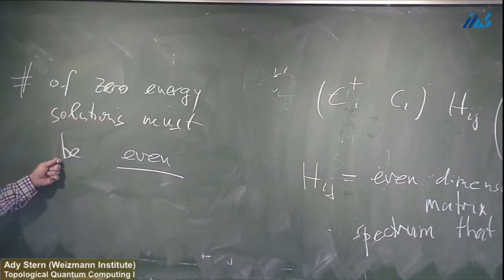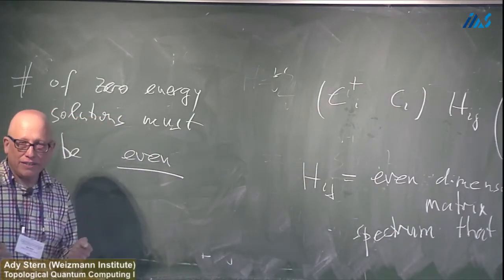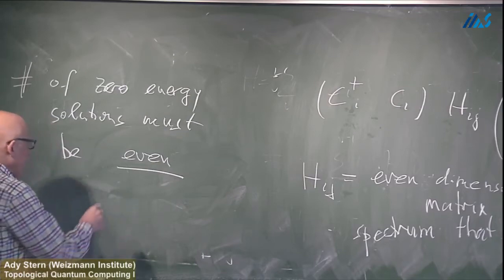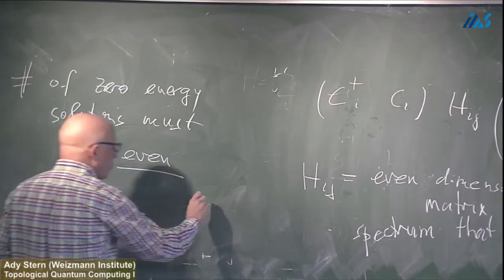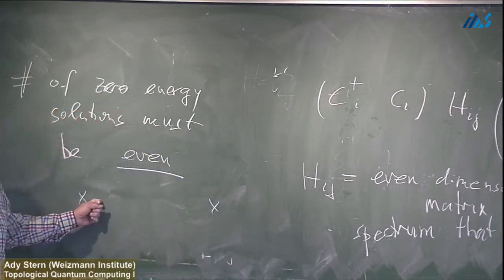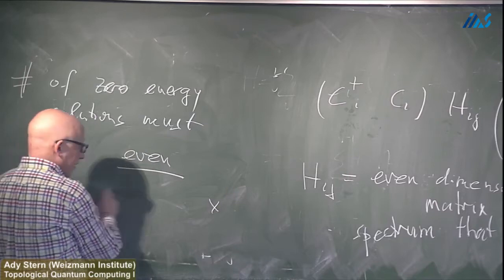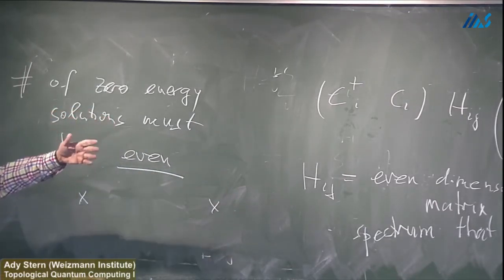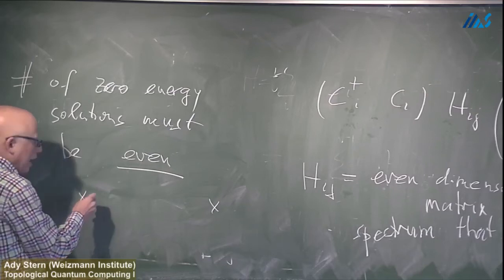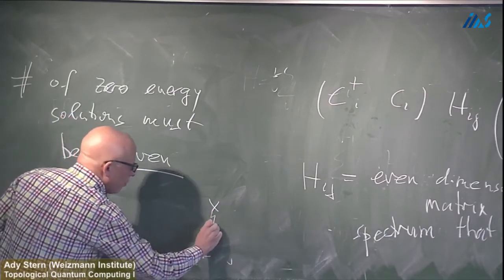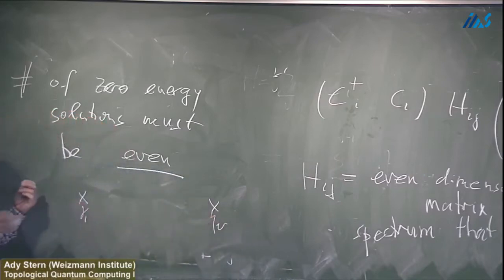So the number of solutions must be even. Now, that means, as I said before, but let me repeat it because it's so important, that if we have such solutions which are localized in space, and gamma 1 and eta n were very localized in space, right? Both of them were localized solutions to this equation of zero energy, because both of them commuted with the Hamiltonian, gamma 1 and eta n. In the limit of large n, they were very far away from one another, they were localized.